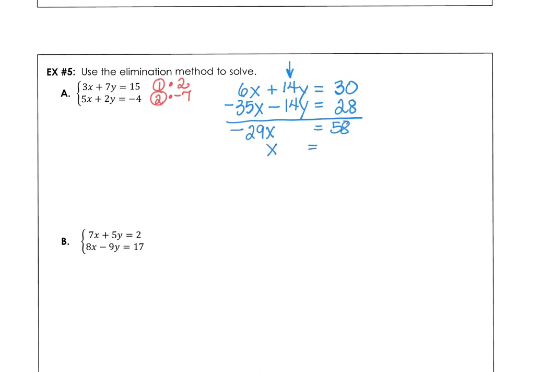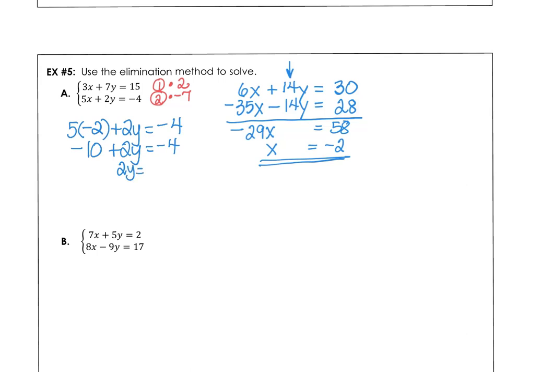So x is negative 2. And then go back to your original system. It doesn't matter which one you pick. I'm choosing equation 2. The numbers are smaller, and I want to put negative 2 in place of the x. So let's figure that out. 5 times negative 2 plus 2y equals negative 4. So if negative 10 plus 2y is negative 4, then 2y is 6 and y is 3.